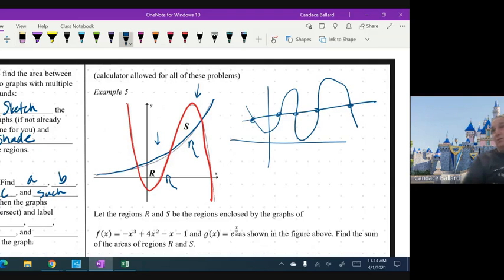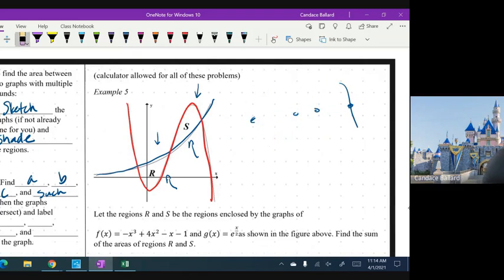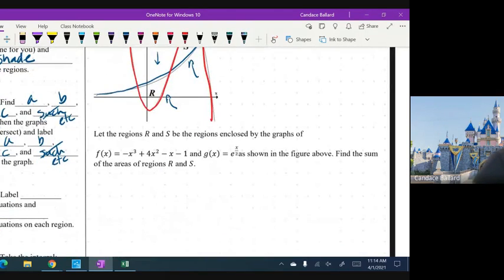and they want me to find regions, okay? When the graphs intersect, label A, B, C, D, and such. Or you could say etc. if you wanted. That could be another word there. Either one, you pick. All right, label the top equations and the bottom equations. Notice it's equations versus equation this time.